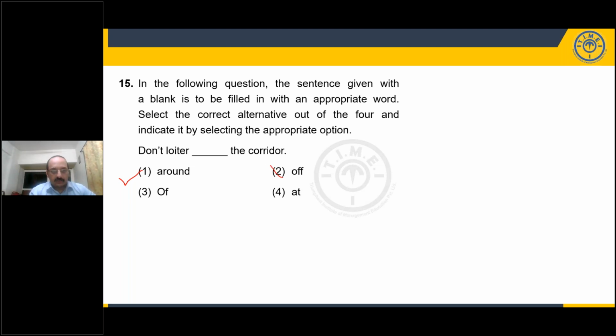Don't loiter off the corridor, wrong. At the corridor, wrong. So like I said, this is something like elder to, older than, avail of, by means of, and so on and so forth. Some prepositions only come with some words. That's something we need to keep in mind. Don't loiter around the corridor.